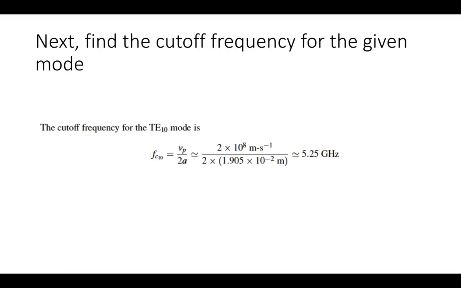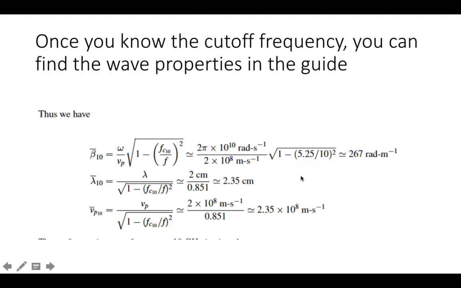So the cutoff frequency for the TE10 mode, based on taking the phase velocity over 2a, turns out to be 5.25 gigahertz. All right, now that we know the cutoff frequency, we're able to find the properties of the wave in the guide. So what are the properties of the wave? That would be beta, the wave number, lambda, the wavelength, and the phase velocity.